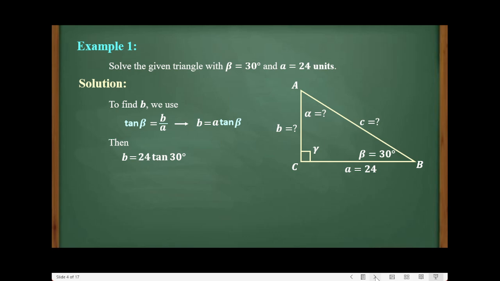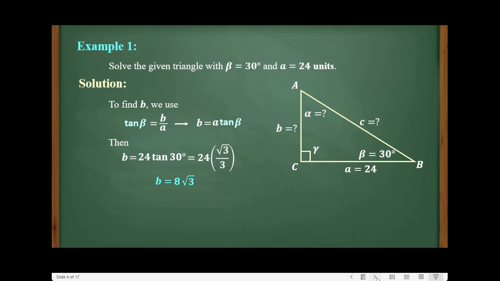Now, recall the functions of special angles, particularly the value of tangent 30 degrees. Replace it by its equivalent. So we have b equal to 24 times square root of 3 over 3, which is your tangent 30 degrees. And then let us simplify this one. So the value, which is the length for side small letter b, is actually 8 square root of 3.